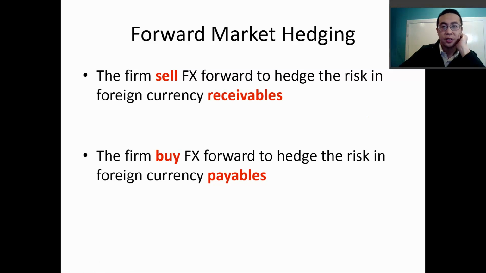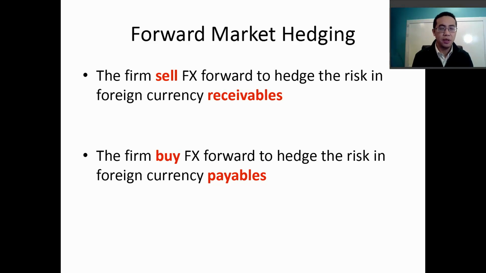Okay, forward market hedging is something we mentioned before, and it is easier to understand than option hedging. So if you have receivables invoiced in foreign currencies, you should sell the forward, because after you receive the foreign currency, you will sell it for US dollars. And you need to sign a forward contract that will obligate you to sell at a specific price in the future. Okay, so I highlight the keywords in red color so you can memorize it better.